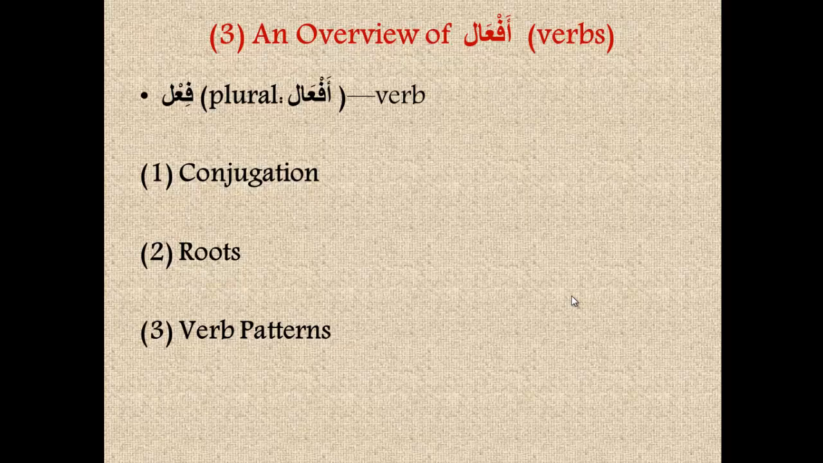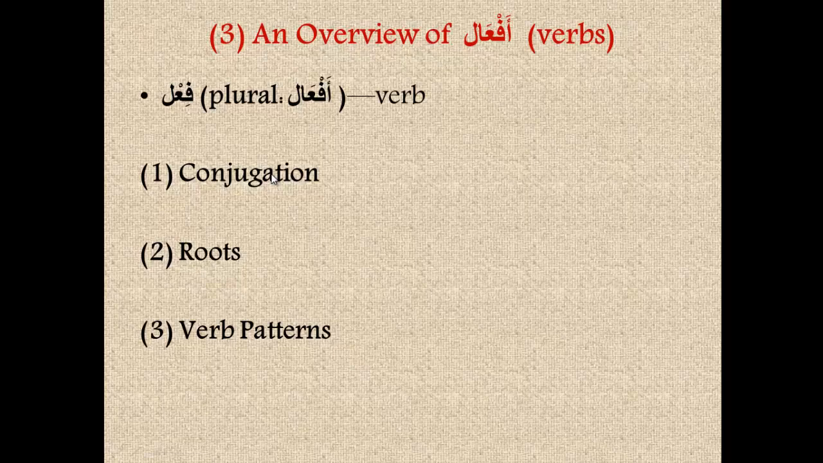Topic number 3 for today's lesson, an overview of verbs. The Arabic word for verb is fi'l, and the plural form is افعال. I want to discuss very briefly 3 different aspects or facets of verbs in a very global and general sense. Number 1 is verb conjugation. Number 2, the system of roots and the system of derivation in Arabic. And last but not least, the idea of verb forms or verb patterns in Arabic.